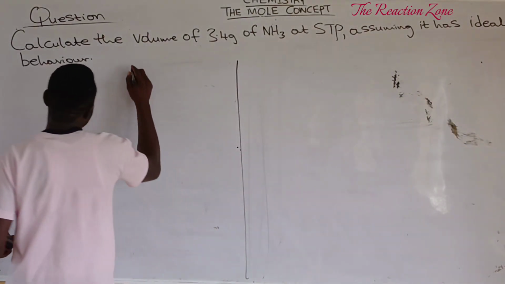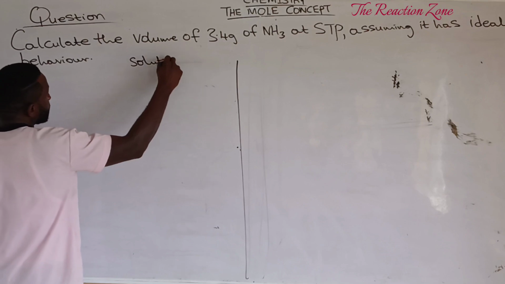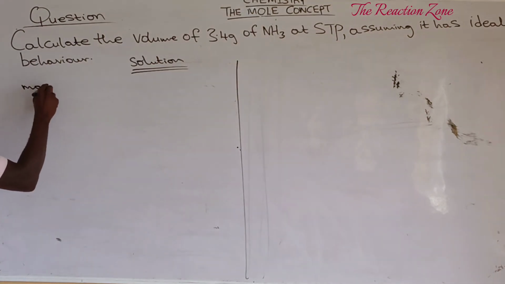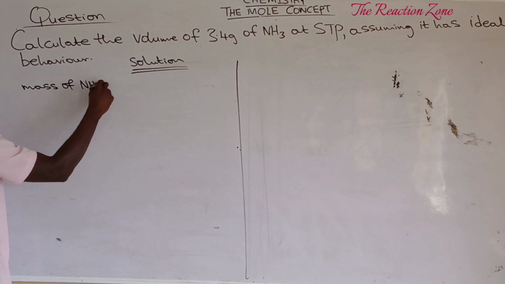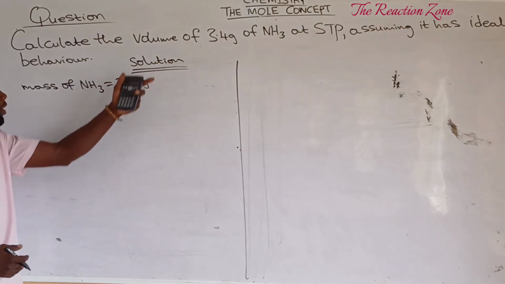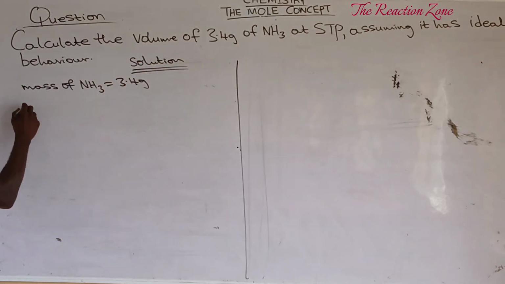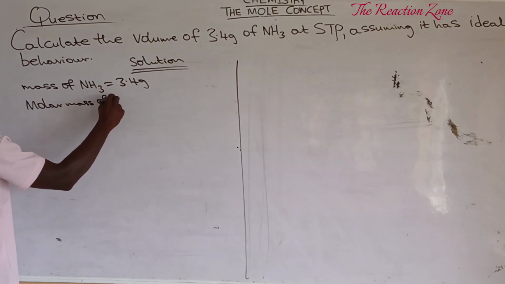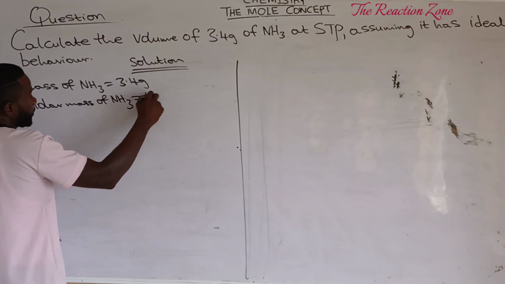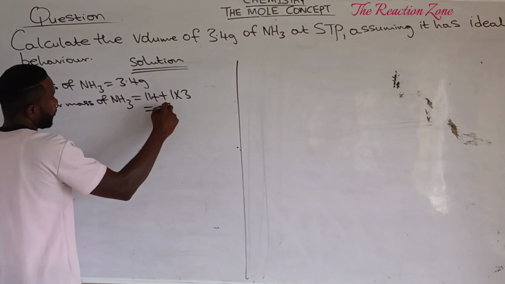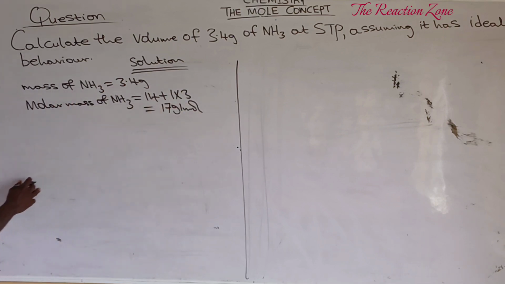To solve this particular question, the first thing to do is to find the number of moles that 3.4 grams of ammonia corresponds to. The mass of ammonia from the question is 3.4 grams. To find the number of moles that 3.4 grams of ammonia corresponds to, we need to know the molar mass of ammonia. The molar mass of ammonia is 14 for nitrogen plus 1 times 3 atoms of hydrogen to give us 17 grams per mole.